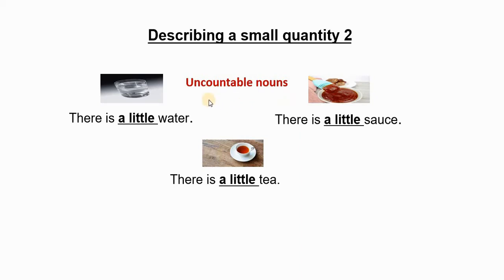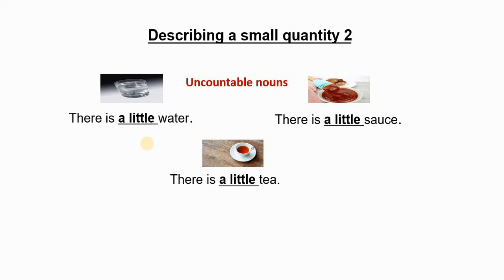Alright? Uncountable nouns. We cannot count uncountable nouns. They are not separate objects. Often, they are a large mass of something, or they are often a liquid and they exist only in singular. That is very, very important. So, when we have an uncountable noun, we must only use a little. Alright? We do not use a few.